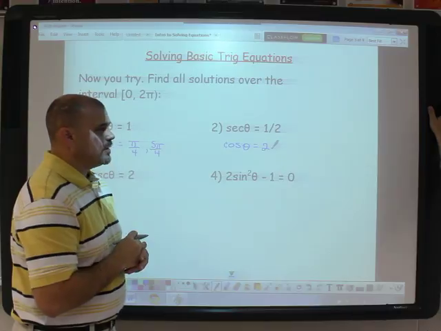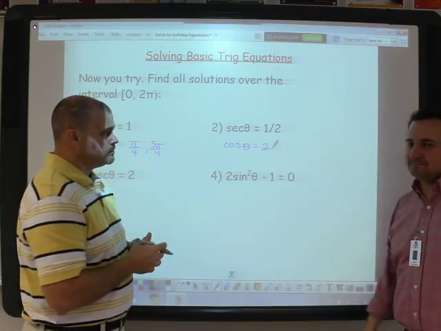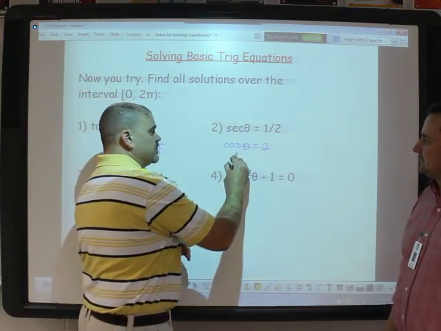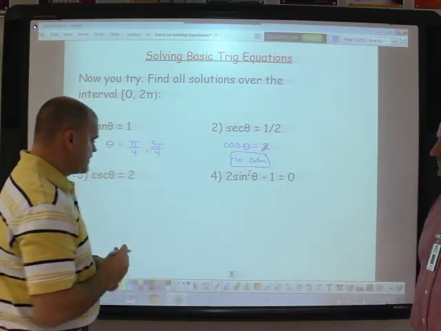Okay, and we reciprocate the answer. Now, I don't think there's anywhere on the unit circle where the cosine is 2. 1 is the greatest value of cosine, negative 1 is the smallest value. So in this one, there is no solution.